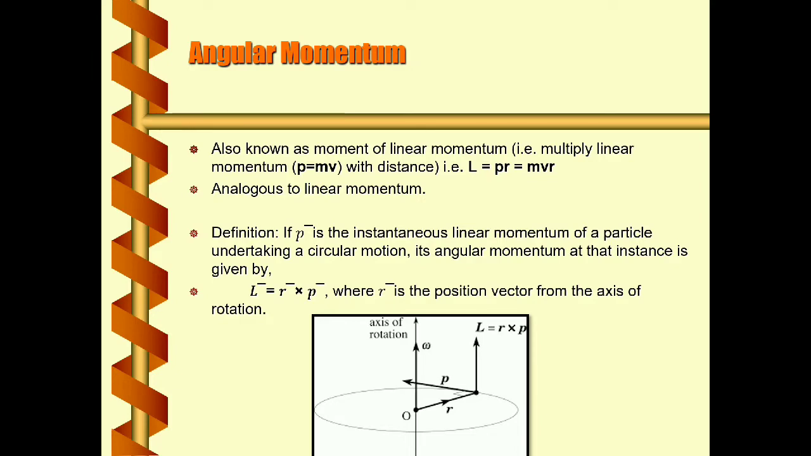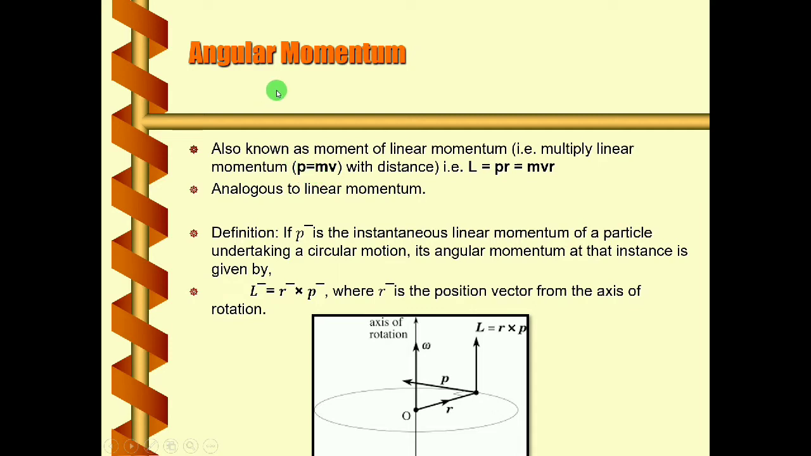So first you have to know what you mean by linear momentum. Linear momentum is nothing but the product of mass and velocity. It is mostly denoted by P. So P equal to m into v. Here linear momentum is the product of mass of the body and velocity of the body.